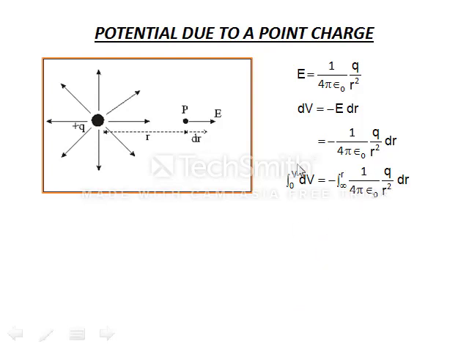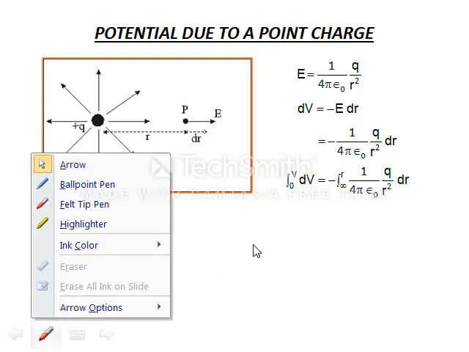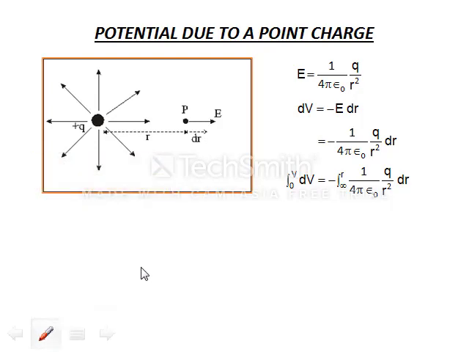Now here there is a special thing worth noting. We are arbitrarily assuming that when r is infinity, potential is 0. Means at a very large distance, when this r is infinity, the potential is 0, and when this r has some other value, say r, potential becomes V. This is the basic thing worth noting over here.